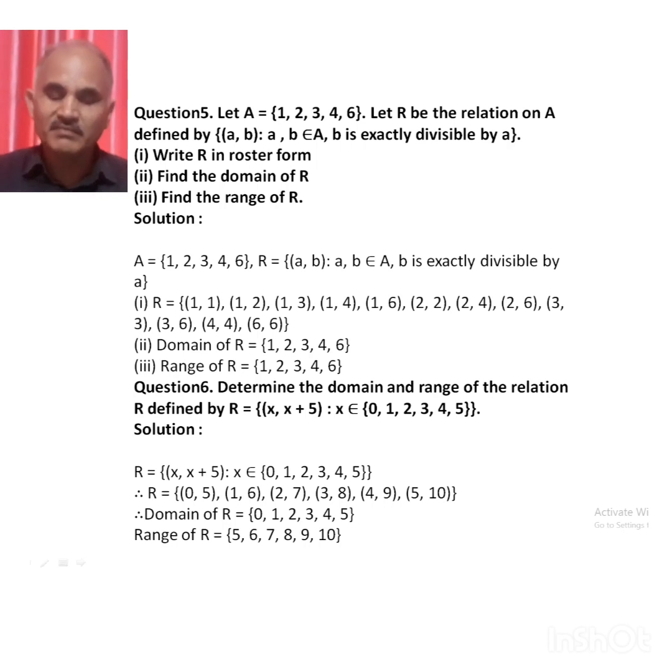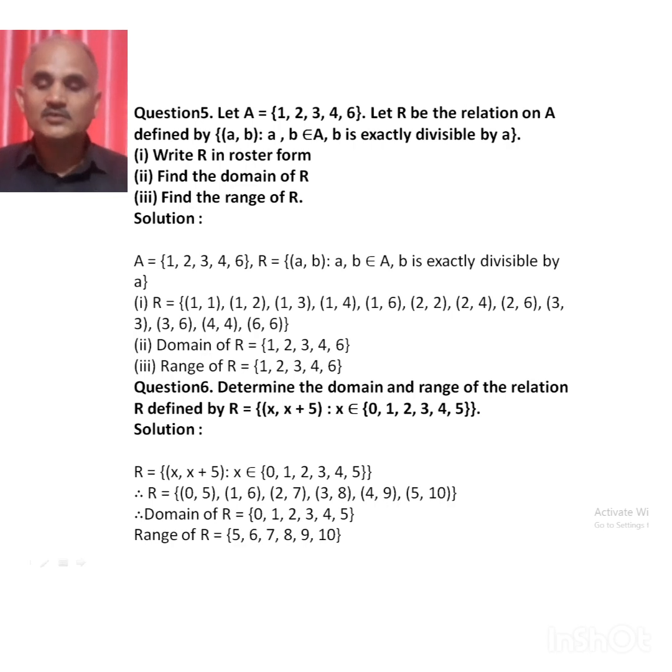It means the second member of the ordered pair is divisible by the first member of the ordered pair. Therefore we get the domain is equal to 1, 2, 3, 4 and 6, and the range is 1, 2, 3, 4 and 6 as well. Children, are you getting this? So domain means the ordered pair's first element, and range means the ordered pair's second element.